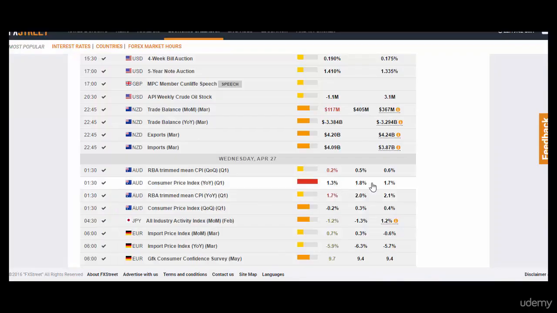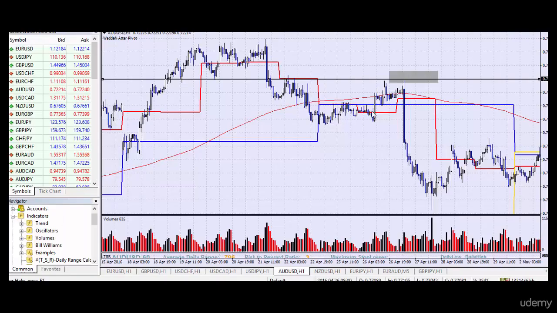So as you can see, CPI data came out worse than expected. It was expected to come out at 1.8%. The previous was 1.7 and they were expecting 1.8, but it actually came out at 1.3%. So this is worse than expected. As a result, the market fell. And why did the market fall? Because of poor CPI data. Remember, interest rates are the fundamental driver of market prices.